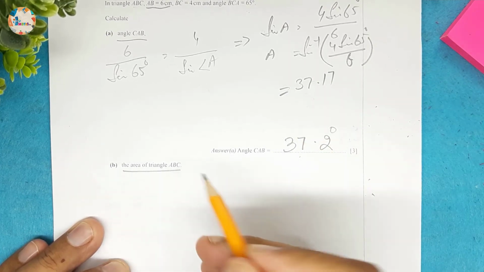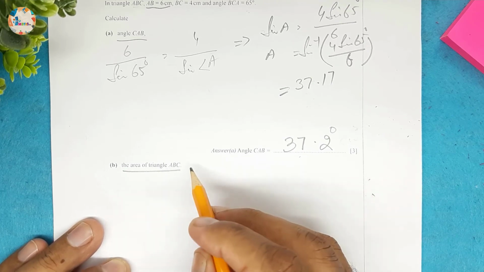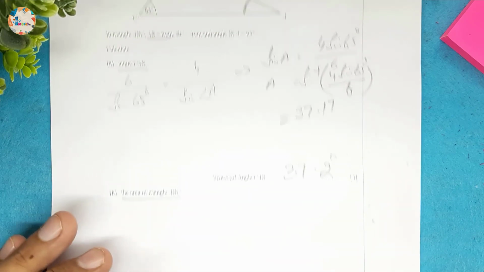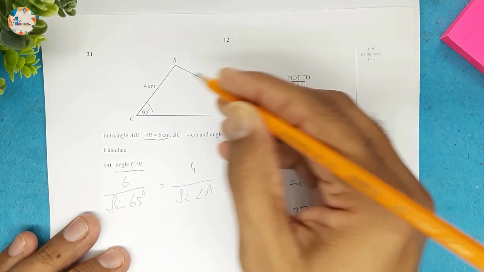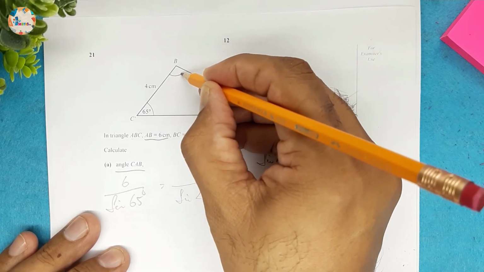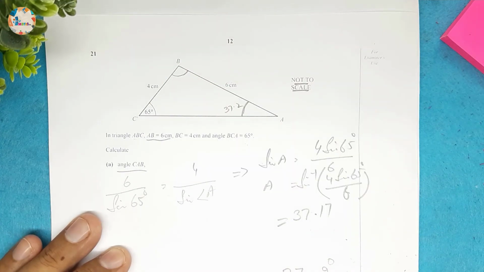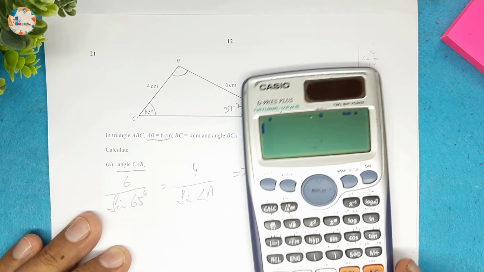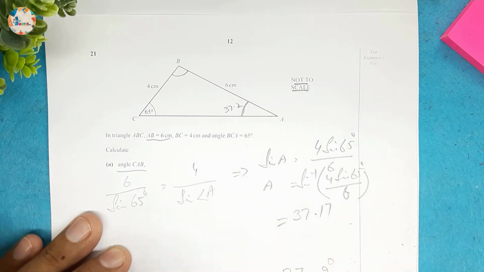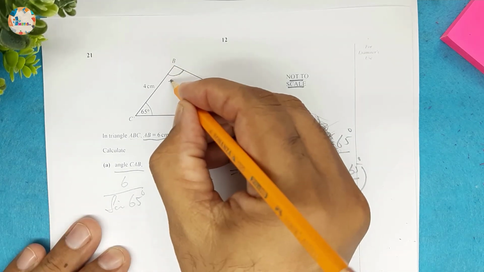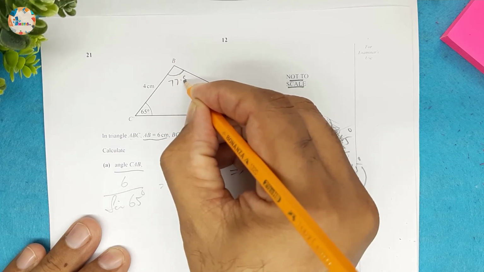The area of the triangle ABC. For area, now what we can do, we have this angle as 37.2. We can find this angle, and this angle will be how much? 180 minus 65 plus 37.2, and this will be equal to 77.8. So this angle is 77.8.